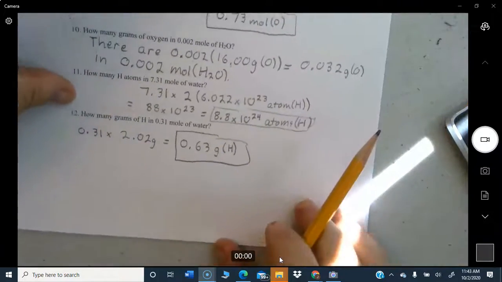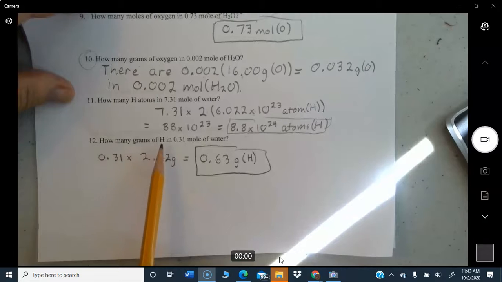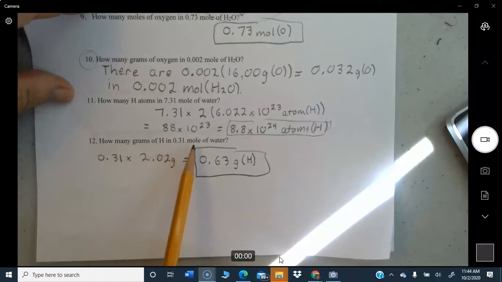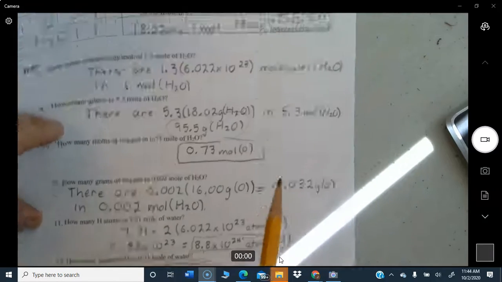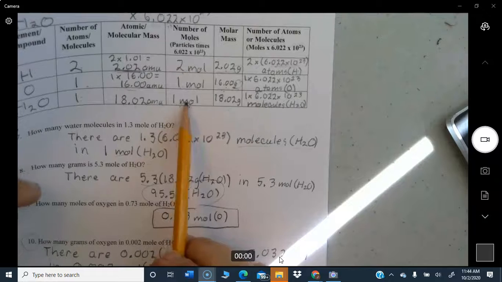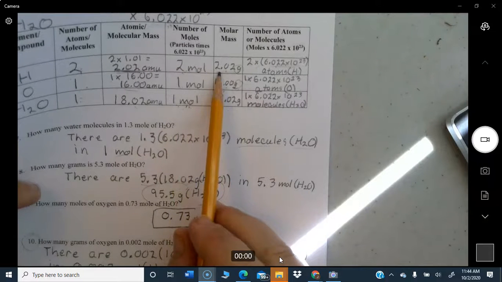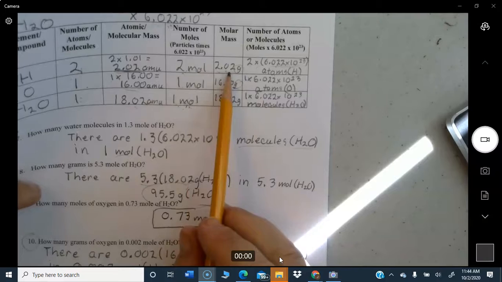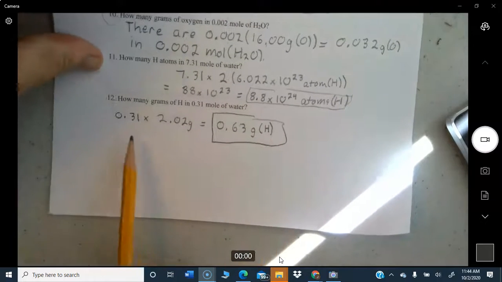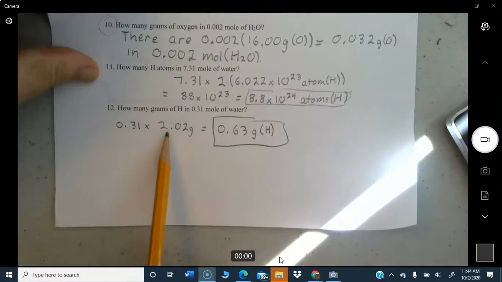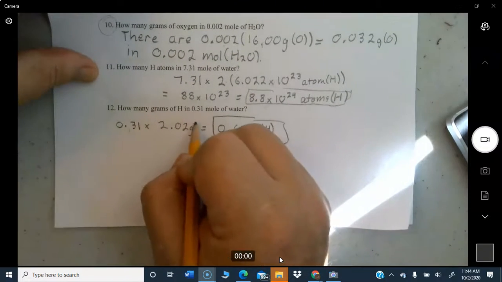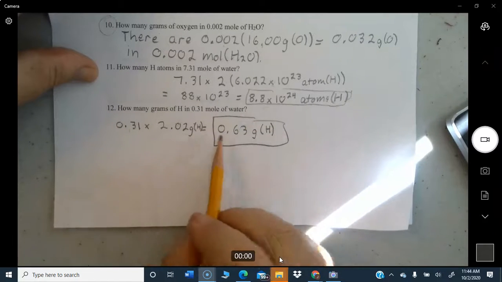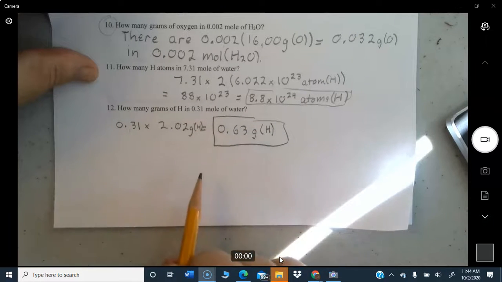Okay, and then down here, how many grams of hydrogen in 0.13 moles of water? So in 1 mole of water, there's 2.2 grams of hydrogen. So in 0.13, you have to multiply this by 0.13. You're just scaling it down. So 0.13 times 2.2 grams, and I told you always include your unit of measure. I didn't there. And that's going to give you 0.63 grams of hydrogen.